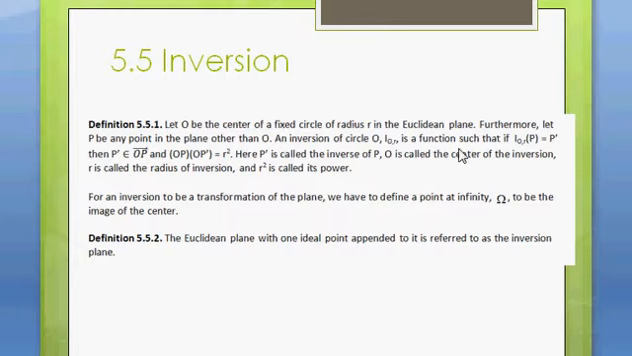Now the center of inversion, O, is called the center of inversion, and r is the radius, r squared is called the power. Now we have to have somewhere to send the center as well if we want everything to have an image under an inversion. So basically the center is going to go to infinity, so we're going to have to add a point to the plane representing infinity, which we represent with a capital omega. Looks like the little horseshoe there. So the Euclidean plane with one ideal point, infinity, appended to it, we call the inversion plane. So let's take a look in GeoGebra and see what inversion is all about.